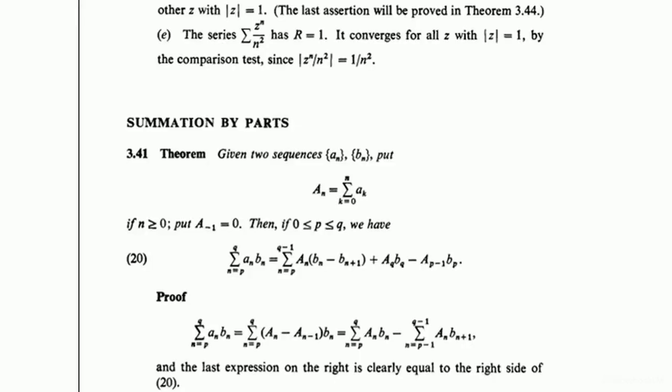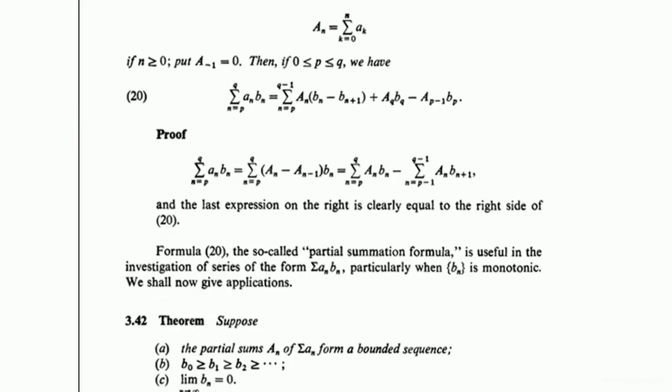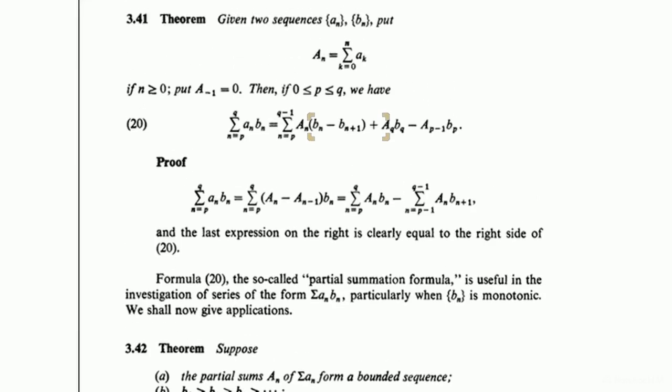Let's look at Walter Rudin's definition. Here, in Theorem 3.41, we start with two sequences, a sub n and b sub n. Notice how the capital A sub n is explicitly defined as the partial sum of the sequence a sub k. If we move down into the proof, we see the first crucial step. The individual term little a sub n is substituted out. It's instead represented as the difference between two partial sums, capital A sub n minus capital A sub n minus 1. This substitution allows us to shift the mathematical weight of the expression. By factoring capital A out, the heavy lifting moves away from little a, and we naturally force the generation of a new difference term, as seen in the final expression on the right.